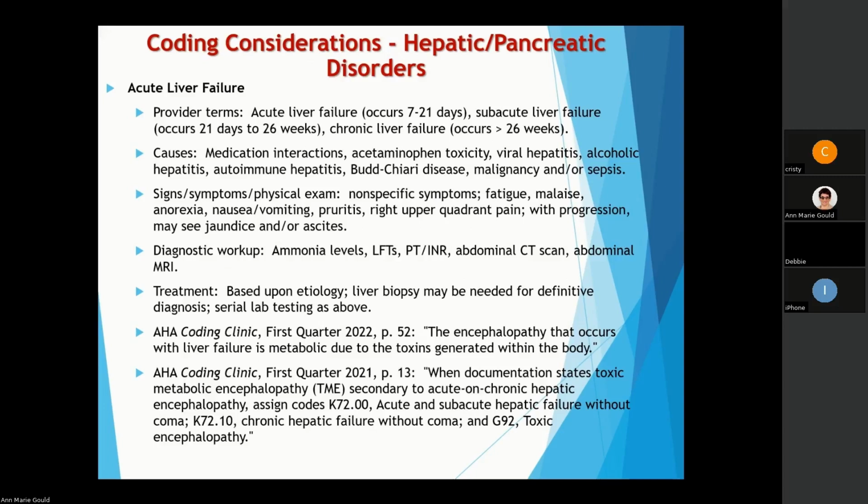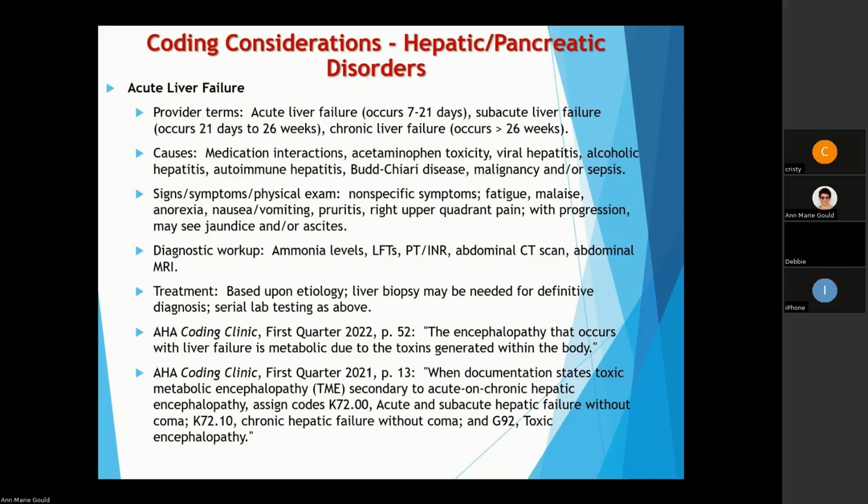And usually your treatment, of course, is based on etiology like everything else. Liver biopsy may be needed for definitive diagnosis, and your serial lab testing is above. So sometimes they may do a liver biopsy, sometimes they may not. What I've seen, if they do a liver biopsy, it's usually because they have a mass in there. They find a lesion, a mass, and they don't know if it's cancer or a benign cyst.